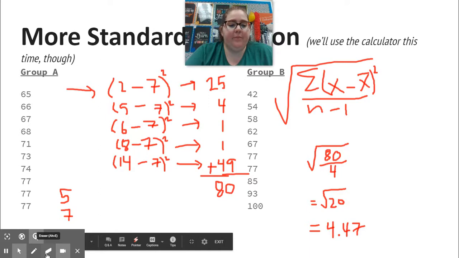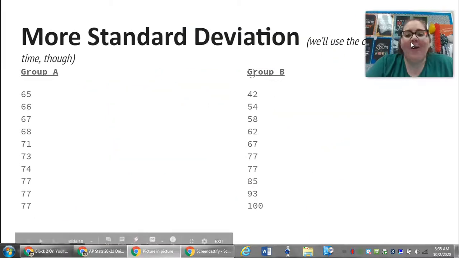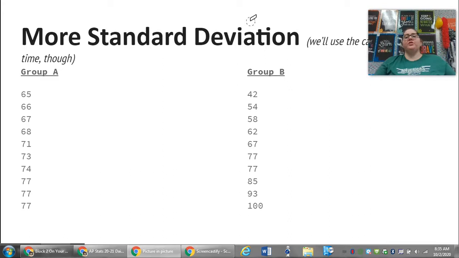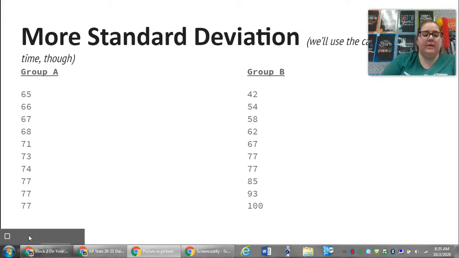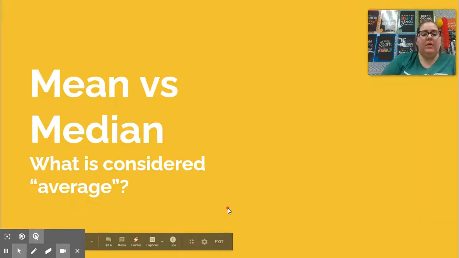Hold on. To erase all my writings. Okay, so now we have standard deviation. So we're going to go back to those values and look at what the standard deviation is. Again, I will show you how to do this next time on the calculator.